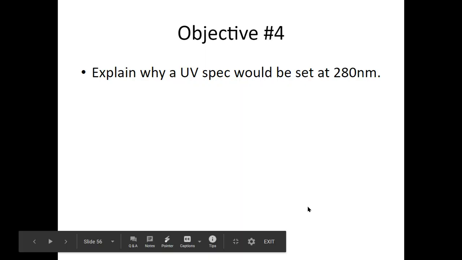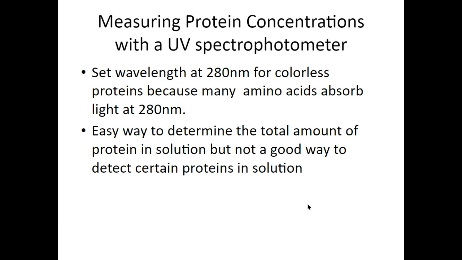Why is the UV spec set at 280 nanometers? If you set the wavelength at 280 nanometers in a UV spec, again, we're working with things that are colorless. They have no indicator to them. They're see-through, because many amino acids absorb light at 280 nanometers. So the lambda max of protein without an indicator, completely colorless, is 280 nanometers. It's sort of like a memorization thing. You have to memorize that. So it is an easy way to determine the total amount of protein in solution, but not a good way to detect certain proteins. That's when we have to do PAGE and Western blot.